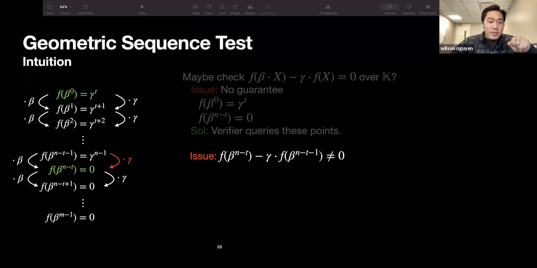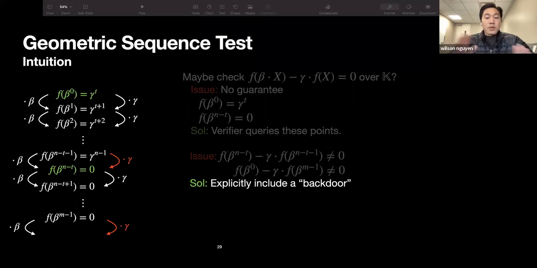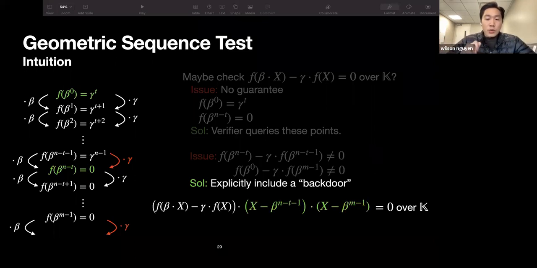We can see that gamma to n-1 is definitely not equal to 0 if you multiply it by gamma, and then also for the wraparound in the multiplicative subgroup. And so what if we just explicitly include a backdoor for those two cases in which the induction breaks? So we have the initial identity that we want to check. And then we can simply include two inductive backdoors here.